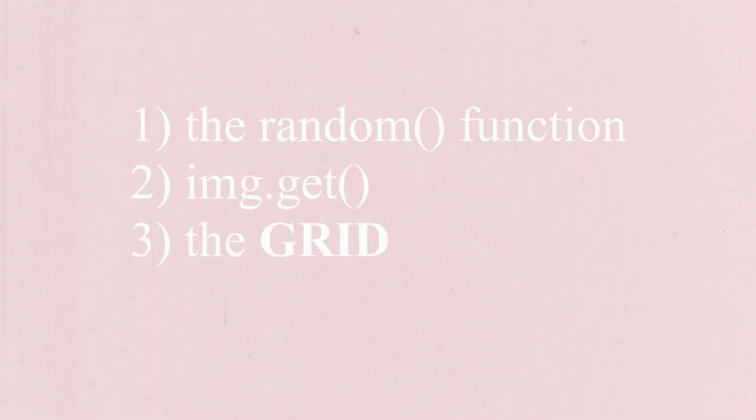In order to use this technique, we're going to be introduced to three things: the random function, image.get to get our pixel color, and the grid, which is going to be super important for what we're doing. I separated image and get in my notes, so I guess three things.